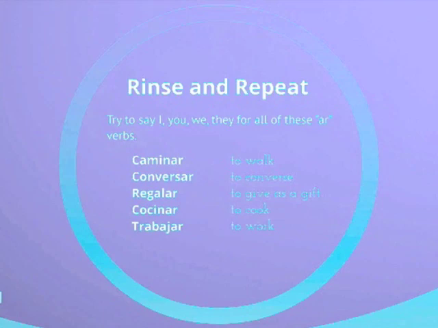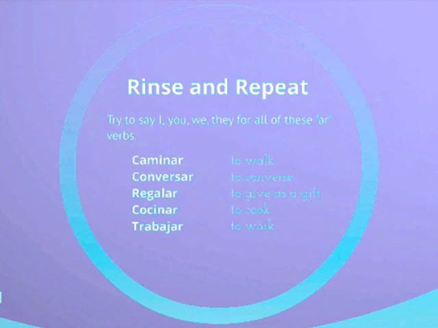Yo converso. Usted conversa. Nosotros conversamos. Ellos conversan. I converse, you converse, we converse, they converse. Done. Take a look at regalar.